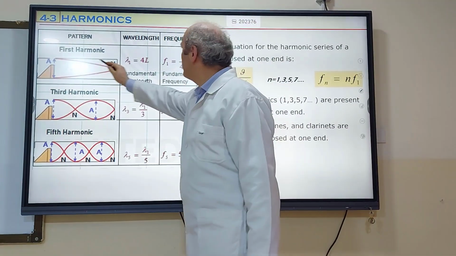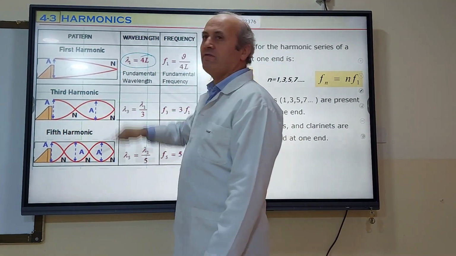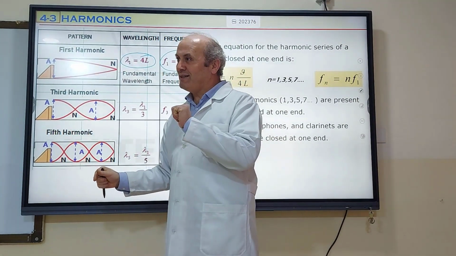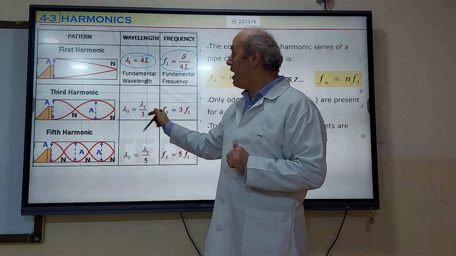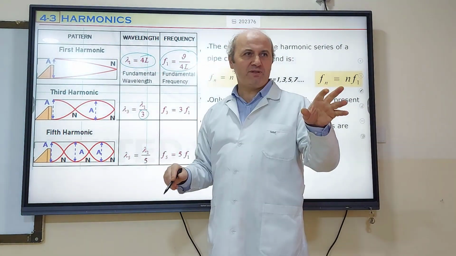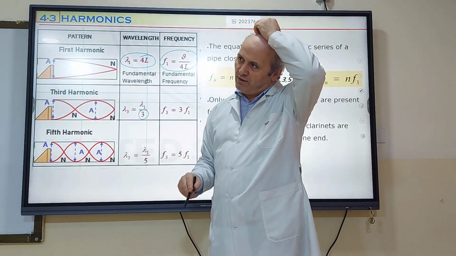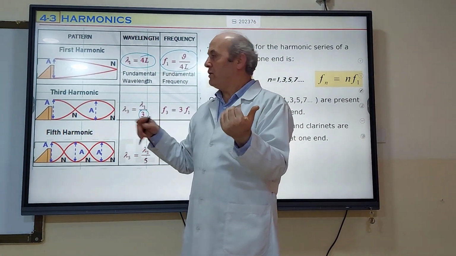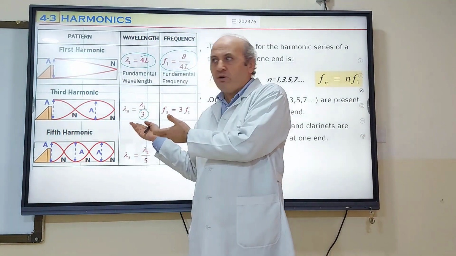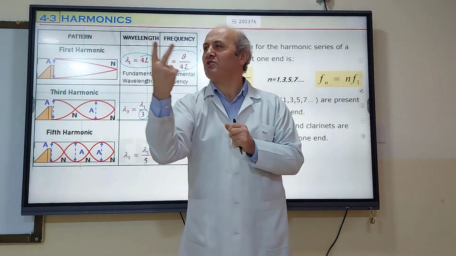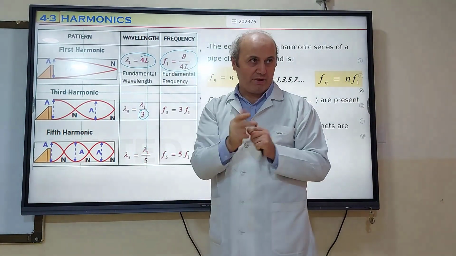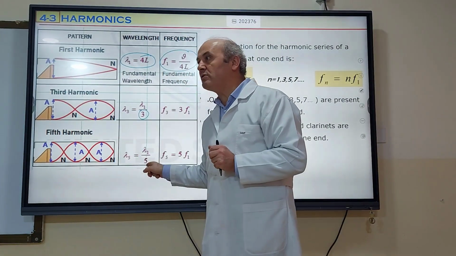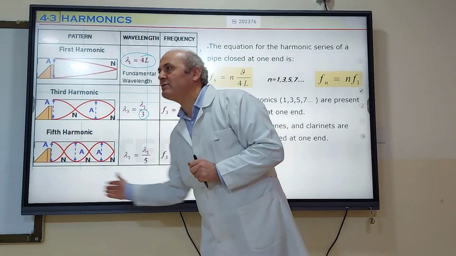Then this is going to be the harmonic series. First harmonic, lambda 1 is equal to 4L. Frequency is going to be V divided by 4L. Next harmonic is not second, it is third. Third harmonic, this is 3. Some students make a mistake in here. When they think they are jumping like this, next harmonic is, teacher, it must be 5. No. Third harmonic is n equal to 3. Fifth harmonic is n equal to 5. Seventh harmonic is n equal to 7.